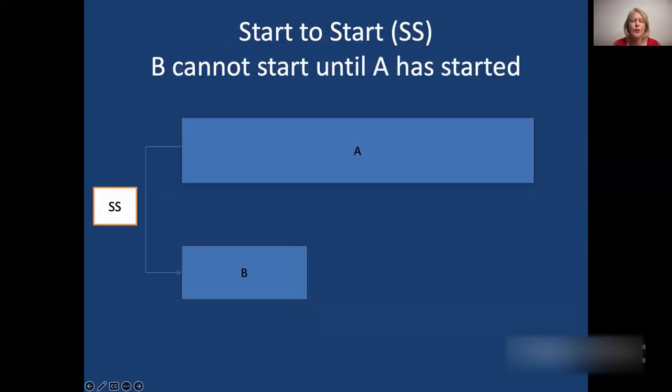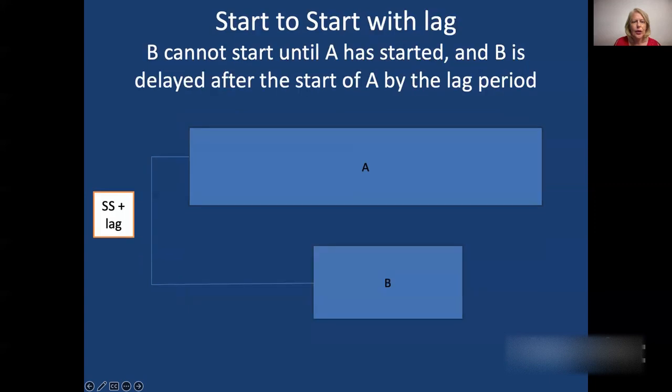The next type of relationship is the start to start relationship. This is where B, the successor task, cannot start until A has started. Again, if A is delayed, it means B cannot start until A has started, so B would be delayed. And that's SS, start to start. And let's go through an example of adding now a lag. So with a start to start, you can have a lag, positive lag or a negative lag.